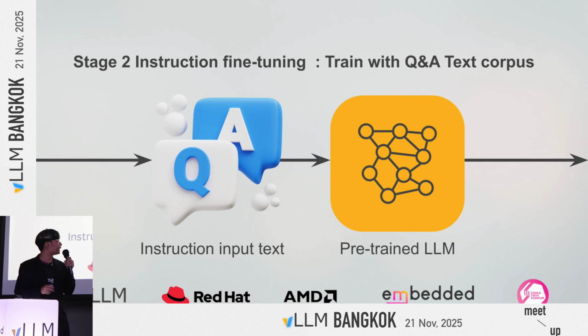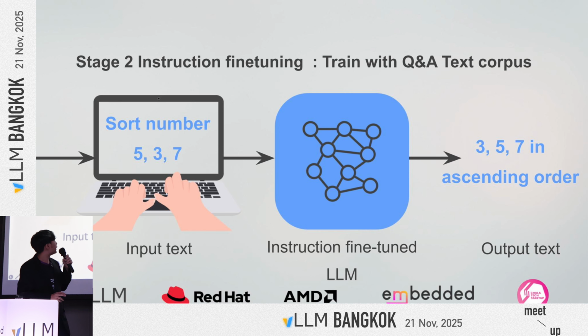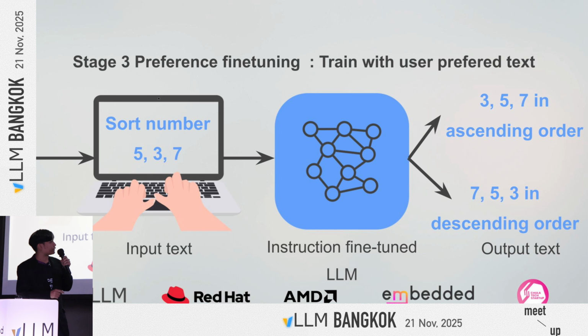Then we train it on the pre-trained LLM, and then we get the instruction fine-tuned model. Then if you use the same question, it should respond correctly. So in the third step, I call it preference fine-tuning. This stage has to collect some data.